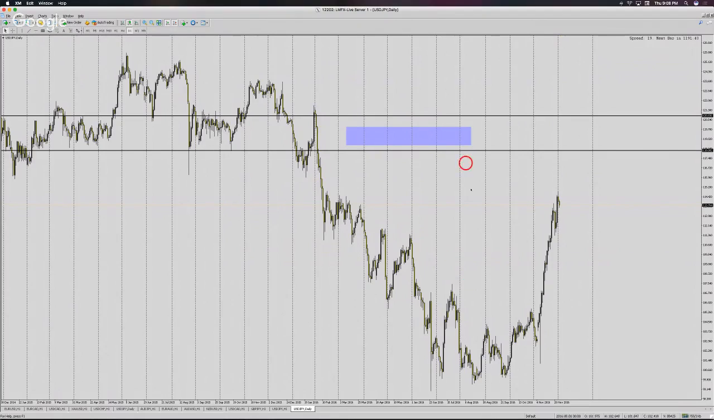The bottom of support, we call it a demand zone, which is a shaded box, which I'm going to get to in a bit. And the top of the line here, we call it resistance, which is also a supply zone where we would actually sell in the market, okay?